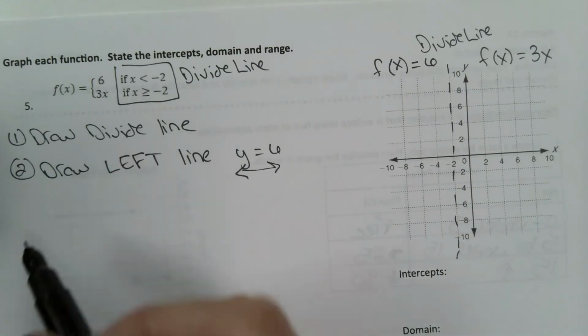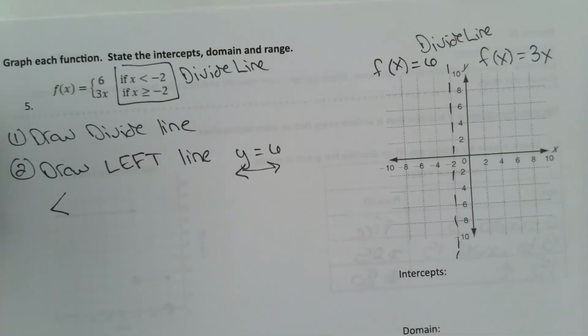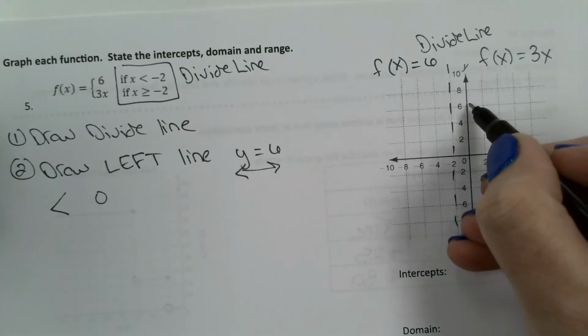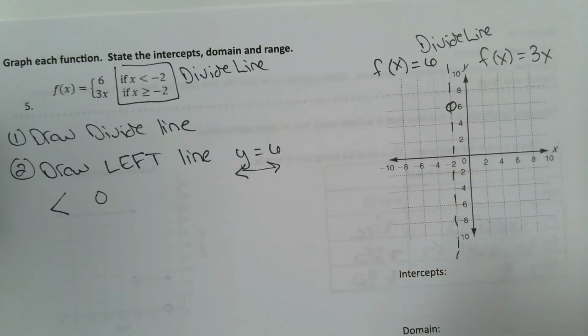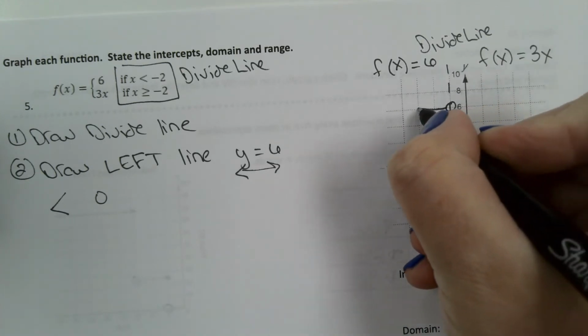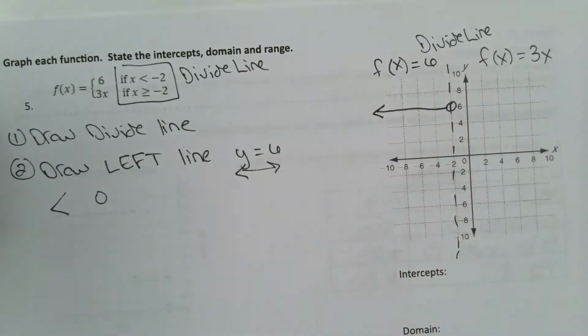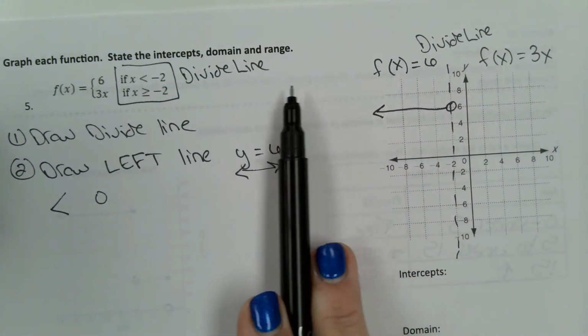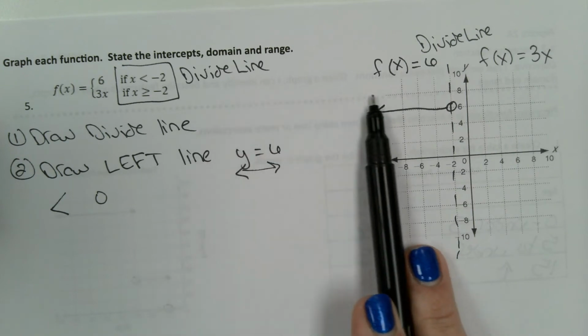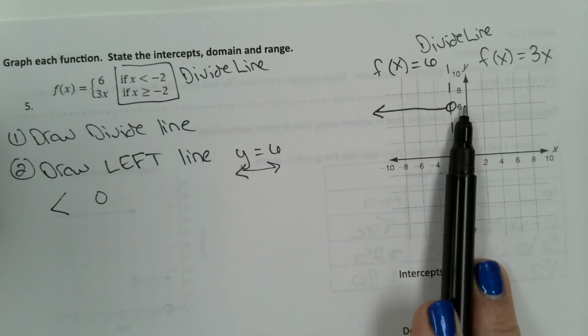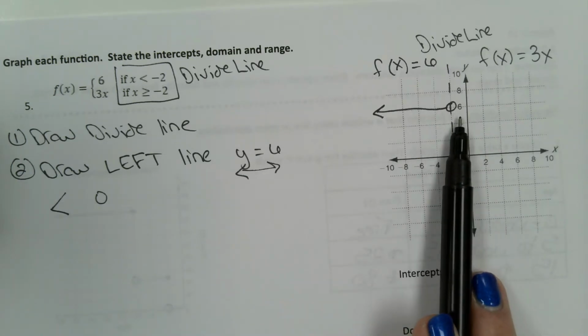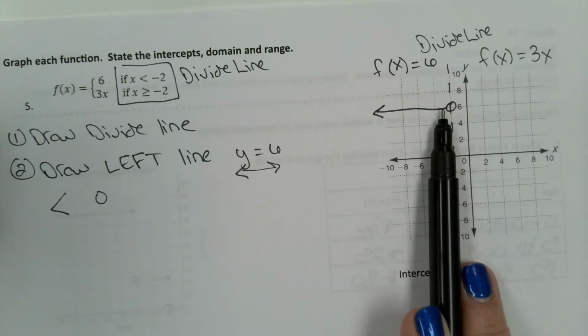Because I have a less than symbol there, I'm going to use an open circle. So here at the 6, on the divide line, I have an open circle, and then I'm going to draw an arrow to the left. So x equals 6 until you come to the divide line, and then it is less than that value. It's almost there.